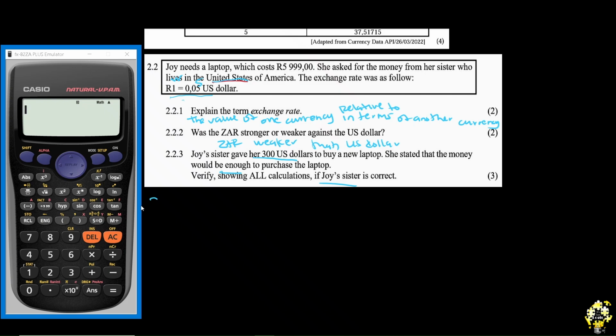So let's say here 2.2.3. First, exchange rate. 1 rand can earn you 0.05 US dollars. Where are our dollars? Left or right? Right. Therefore, there we put them.